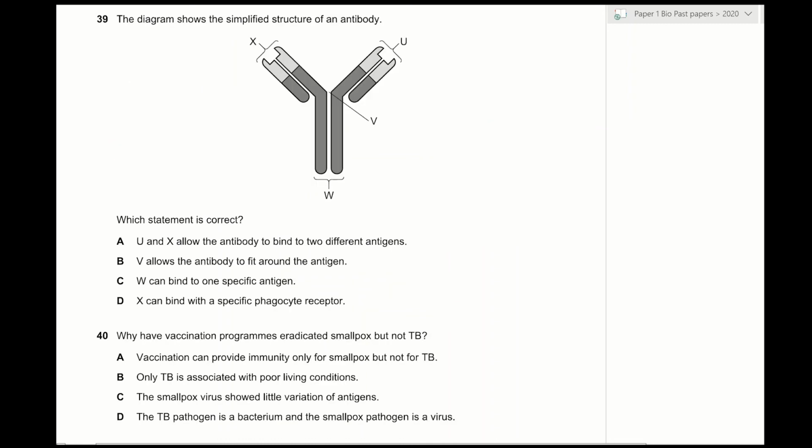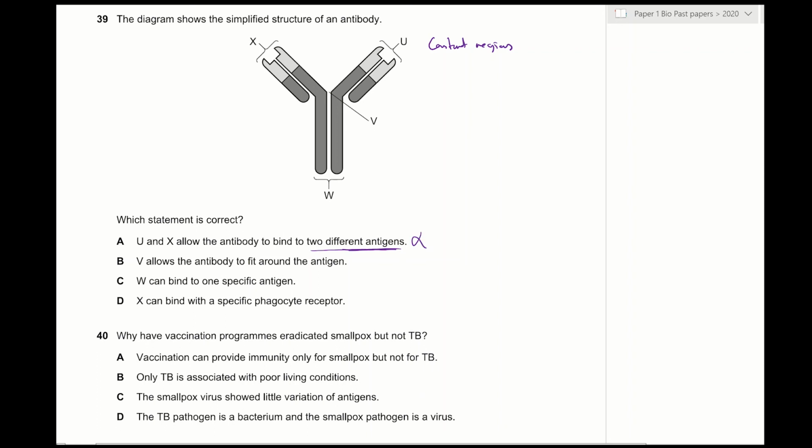39. The diagram shows the simplified structure of an antibody. Which statement is correct? A. U and X show the antibody to bind to two different antigens. To start with, X and U are constant regions, and both of them have the exact same shape. Therefore, they cannot bind to two different antigens. They actually bind to the same type of antigen. Therefore, this is incorrect.